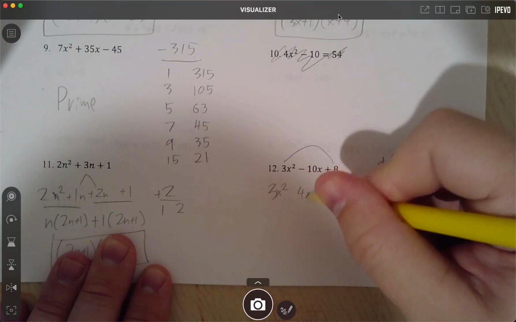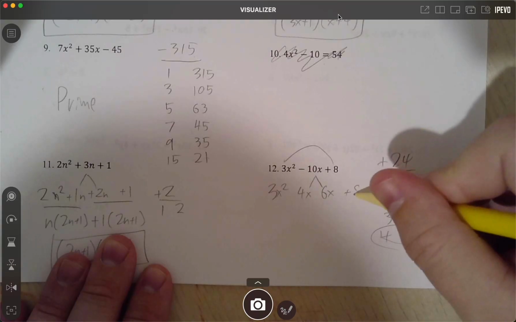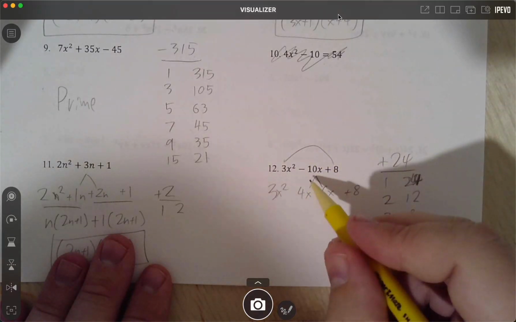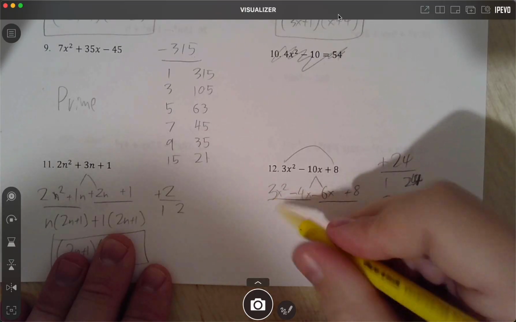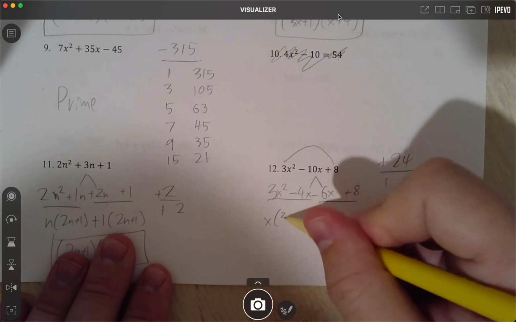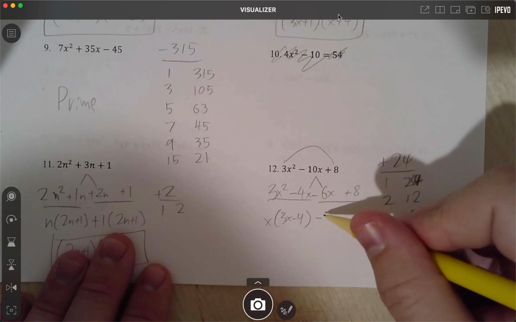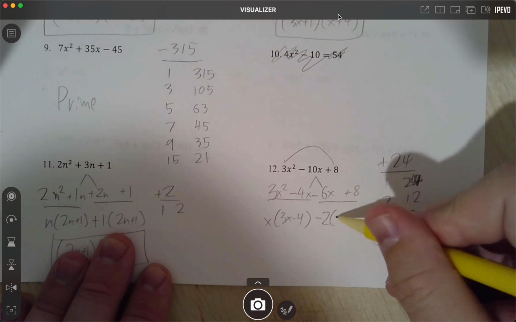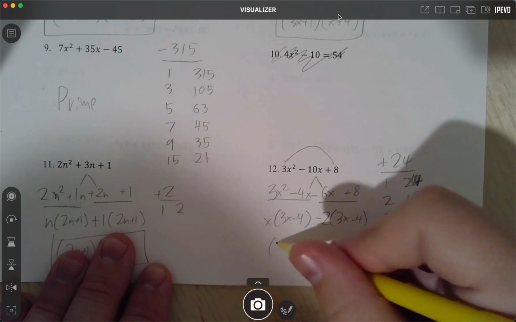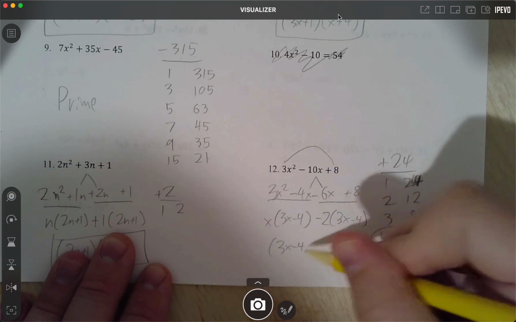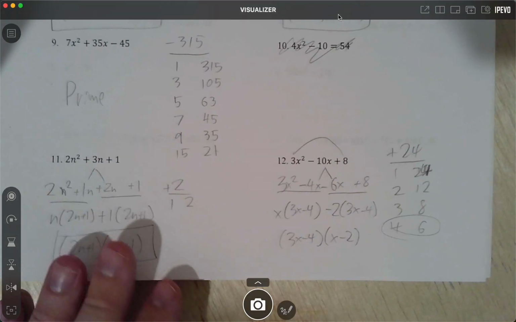So we once again split the middle. How do I make negative 10 out of these two? They're both negative. And so we ask, what do they share? Well, these share an x. And these share a negative 2 to create a match. Now what's shared among them is 3x minus 4. What's left over is the x minus 2.